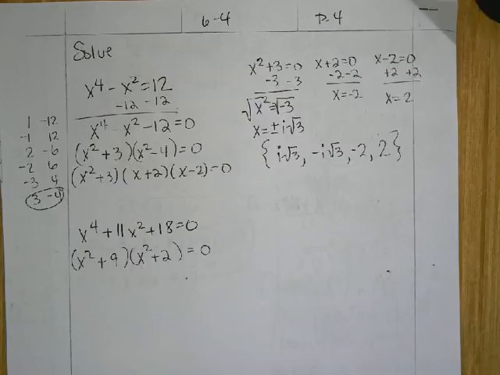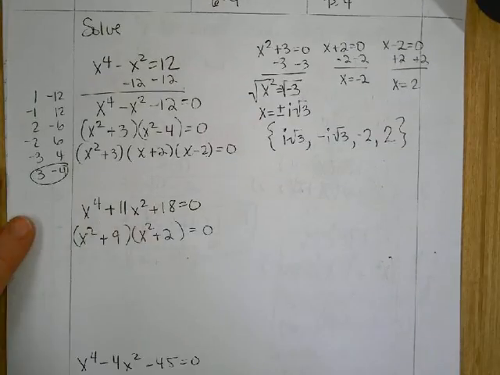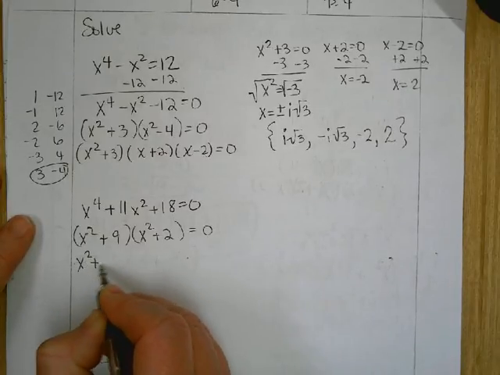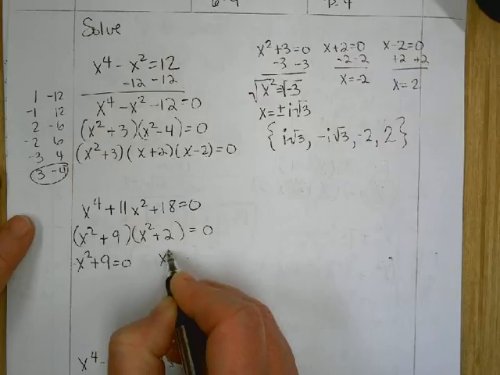Can you do any more factoring with x squared plus 9 or x squared plus 2? They have to be the difference of squares. It has to be subtraction and it has to be a square. 9's a square, but it's not subtraction, so no, we can't do that. So we're ready to just set this equal to 0. x squared plus 9 equals 0. x squared plus 2 equals 0.